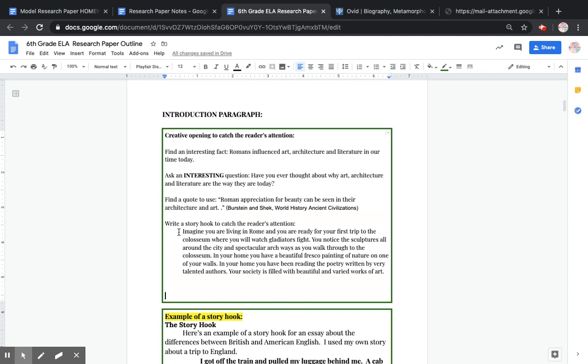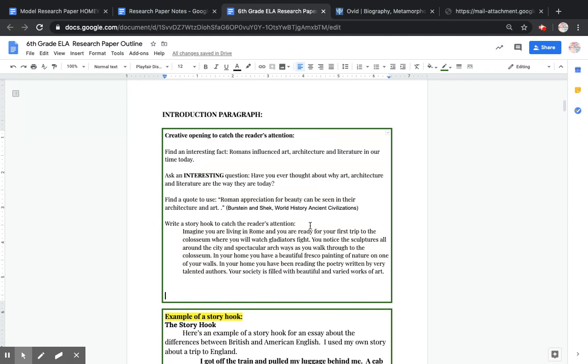So my story hook to catch my reader's attention for my Roman essay is: imagine you are living in Rome and you are ready for your first trip to the Colosseum where you will watch gladiators fight. You notice the sculptures all around the city and the spectacular archways that you walk through to the Colosseum. In your home, you have a beautiful fresco painting of nature on one of your walls. In your home, you've been reading the poetry written by very talented authors. Your society is filled with beautiful and varied works of art.